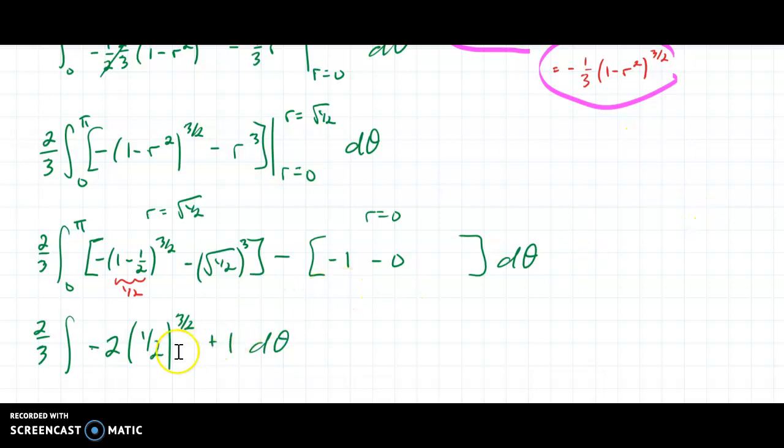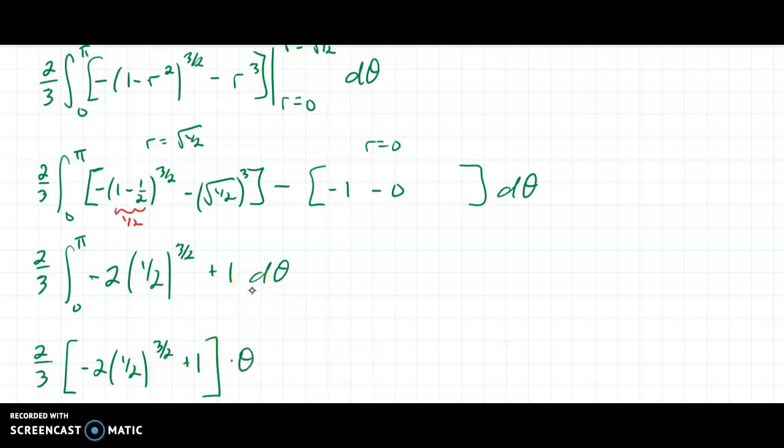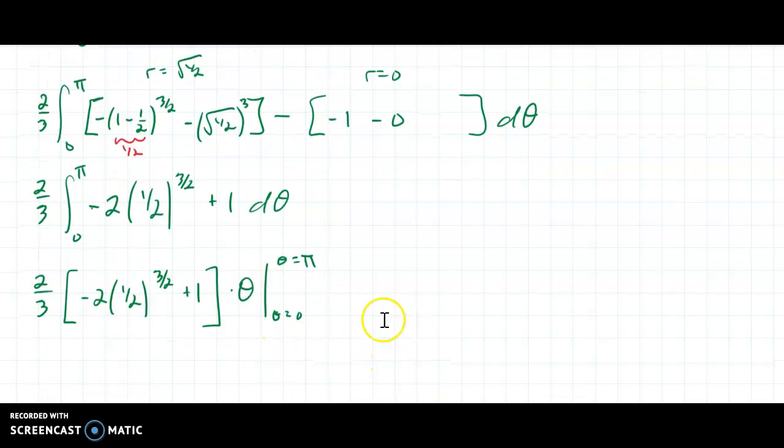So from here, I just have to integrate this with respect to theta. Remember, our bounds are now 0 to pi. So since this is a constant with respect to theta, this is 2/3 times negative 2 times 1/2 to the 3/2 plus 1. Maybe I should switch those, just makes me happier, times theta evaluated from theta equals 0 to theta equals pi. And you might be used to just saying, all right, I multiply this by that, and that's fine. But when I evaluate that, this times the theta gives me this term times theta, and then this times the 0 just gets rid of everything.